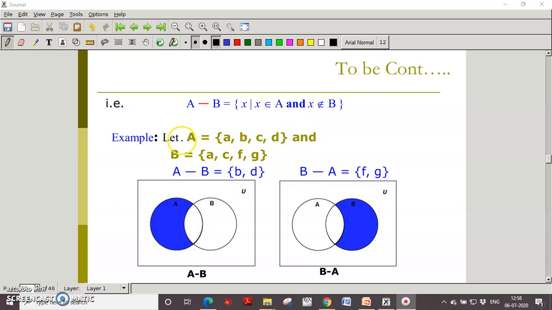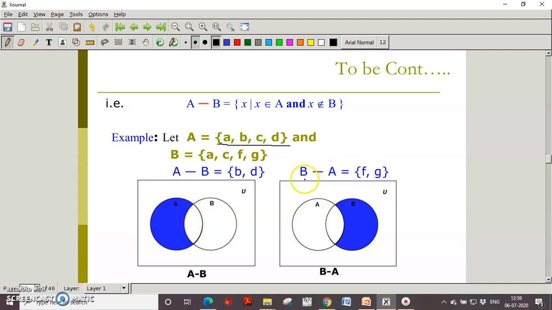Mathematically, the difference A minus B is the set of x such that x belongs to A and x does not belong to B. Look at the example: A equals {a, b, c, d} and B equals {a, c, f, g}. When you find A minus B, you have to check the elements of the set A. The element a belongs to A and also belongs to B, so it does not come in the difference. b belongs to A but not to B, so we have written b here. c belongs to A and also to B, so it does not come. And d belongs to A but not to B, so it comes under A minus B. So A minus B becomes {b, d}.